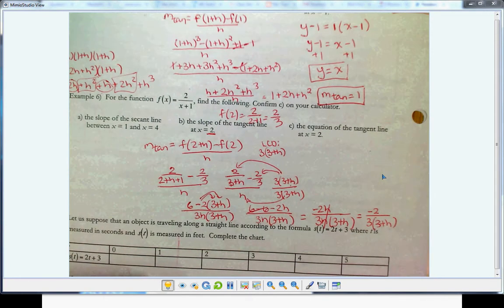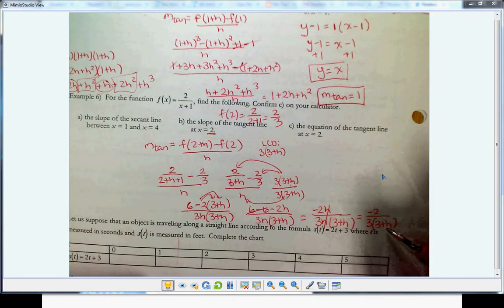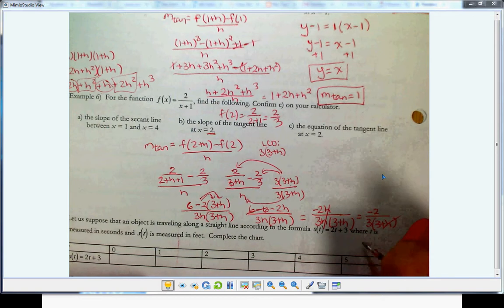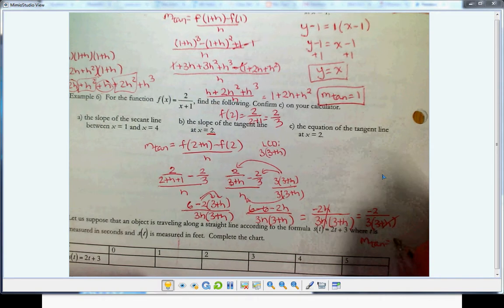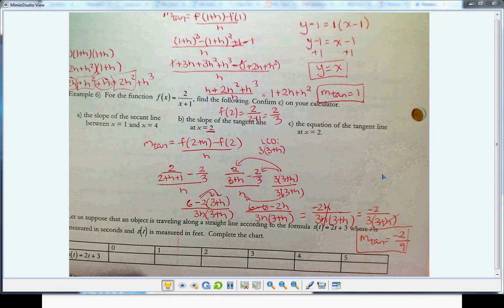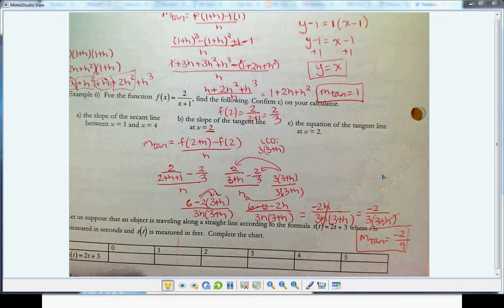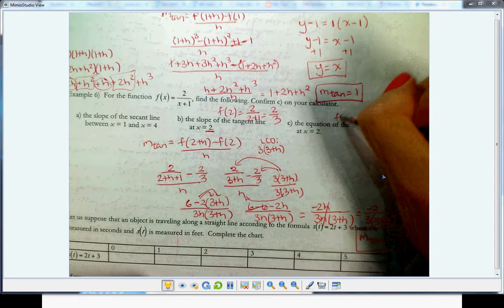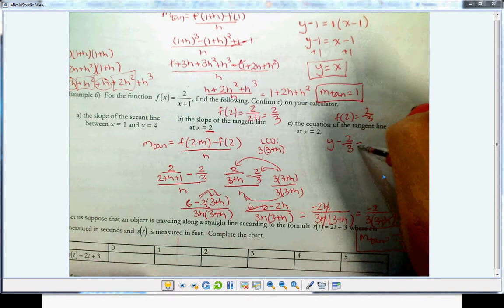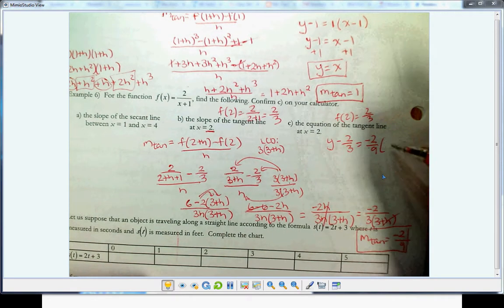So again, your h is approaching 0, so we're just going to pretend like your h is 0. If this is 0, this is just negative 2 over 3 times 3. So the slope of your tangent line is negative 2 over 9. And that's your slope. Again, we're going to plug it in. So we know f of 2 is 2/3. So we have y minus 2/3 equals negative 2 over 9, x minus 2.